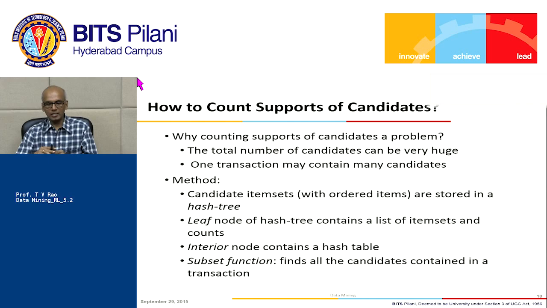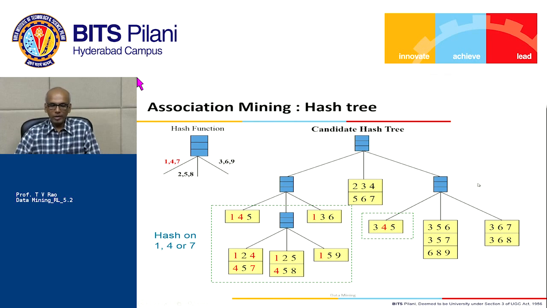So how it is done is with the help of a hash tree. How does that hash tree look? Suppose we have this many candidate item sets at level 3: 1, 2, 3, 5, 6, 7, 9, 10, 15. So we have got 15 candidate item sets. And how many items do we have within that? It is from 1 to 9, let us say.